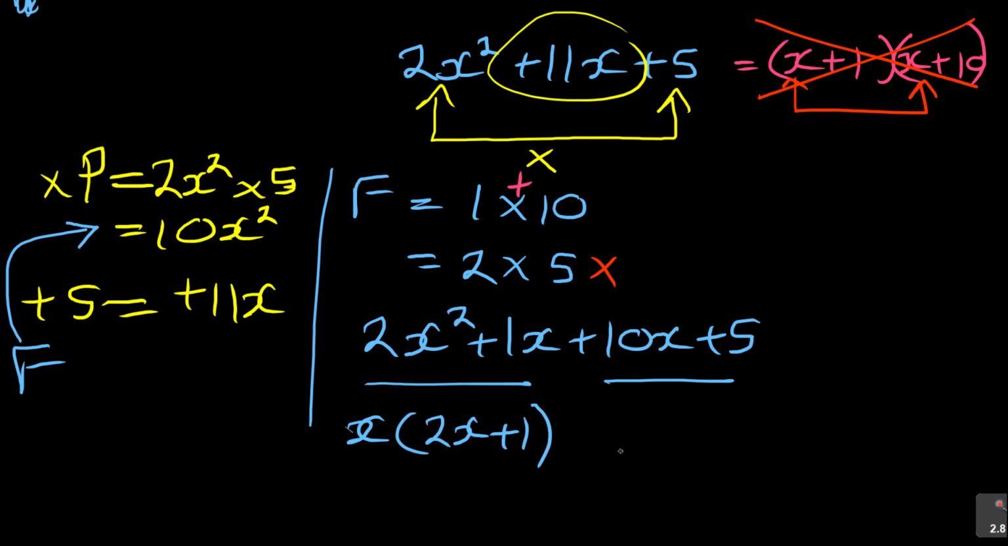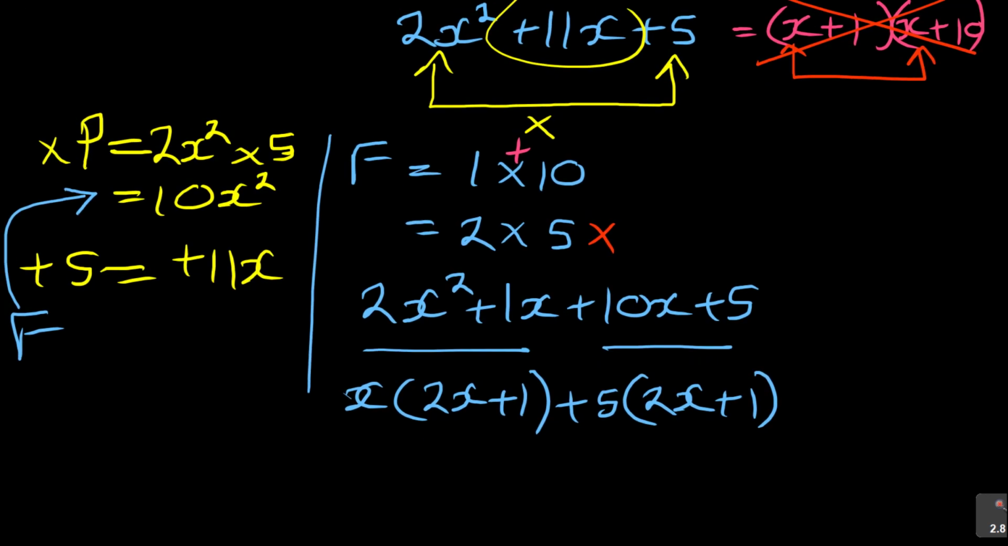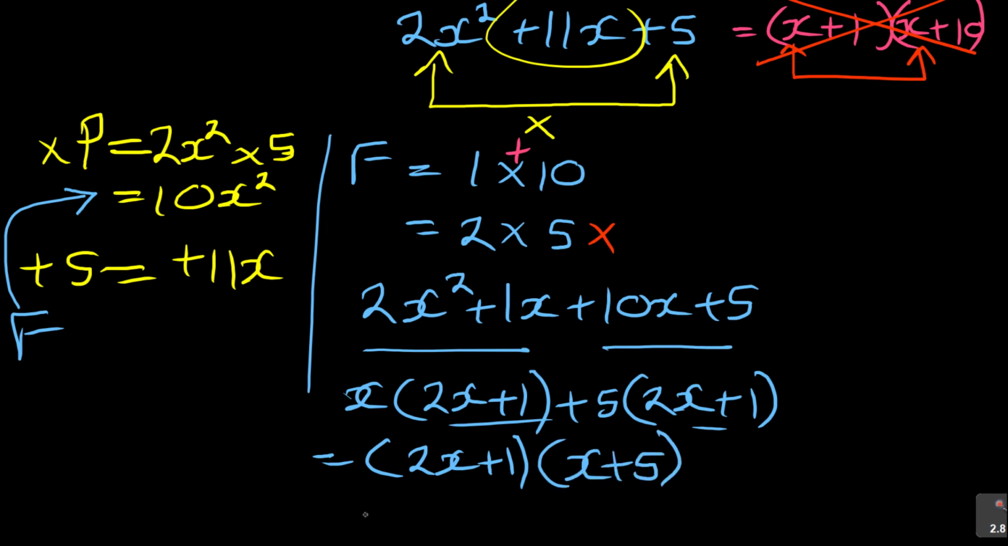See? And then what's common here? Plus 10x plus 5. 5 is common. 5 into 10x is 2x. Cancel 5 into 5 is plus 1. Look at the difference in the answers now. Look at how this answer is different. Now 2x plus 1, you write in the brackets. 2x plus 1. What is outside the brackets? X plus 5. Do you see that the answer is totally different from x plus 1, x plus 10? Do you see how it's different?